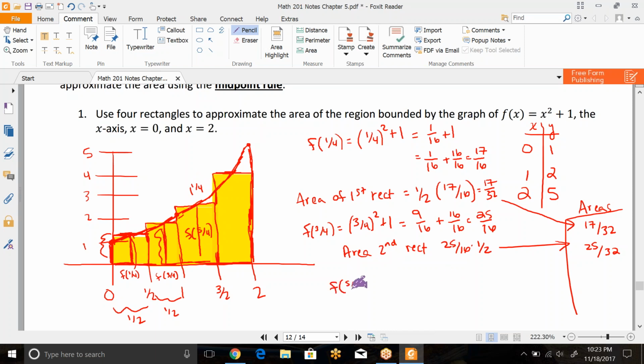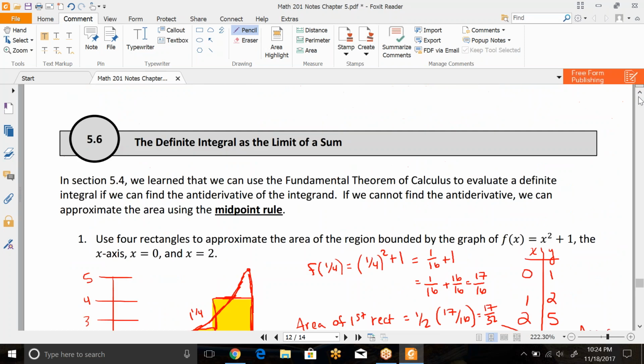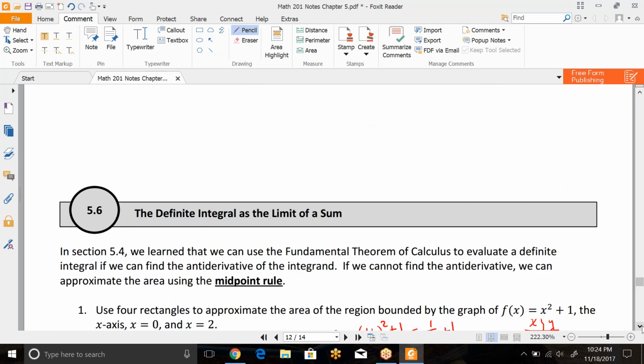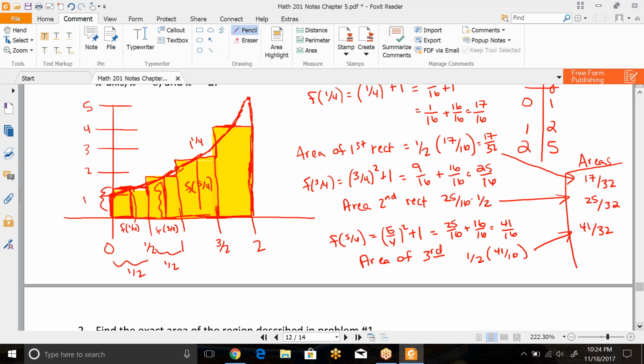So f of 5/4 is 5/4 squared plus 1, which is 25 over 16 plus another 16 over 16. That is going to be 41 over 16. So area of the third rectangle, since all of these are a half away from each other, it's still going to be 1/2 times the 41 over 16, or 41 over 32. All right, and then we need to do one more, and then we will have completed this midpoint method without even teaching you really what it is yet. We've kind of just talked through it.